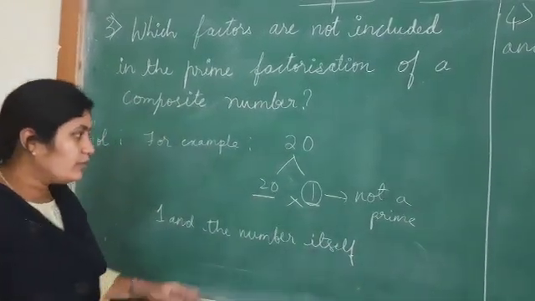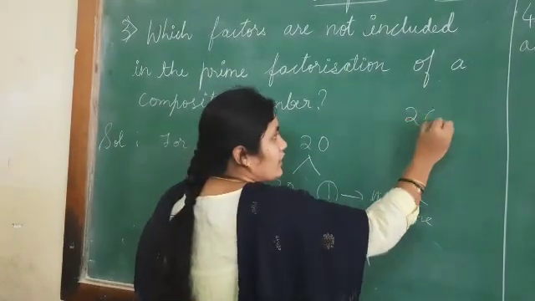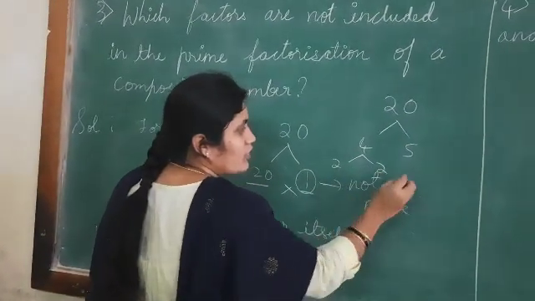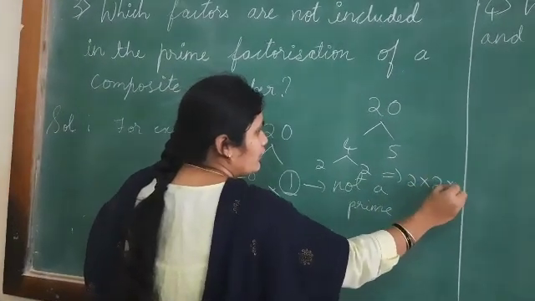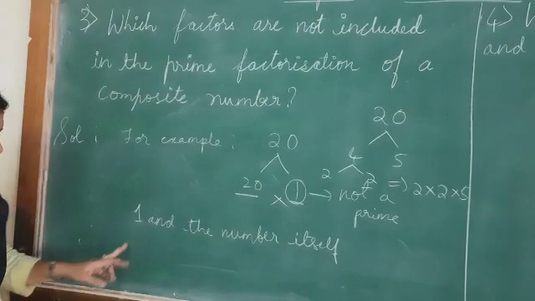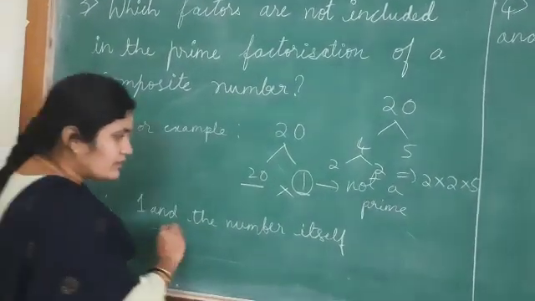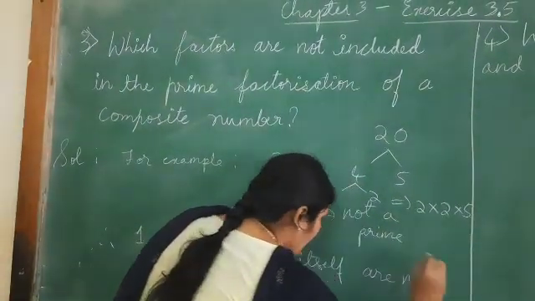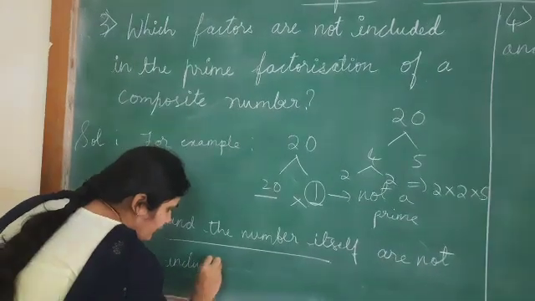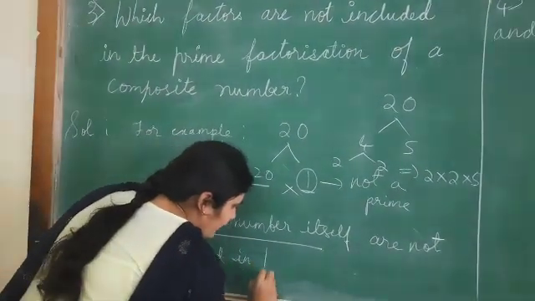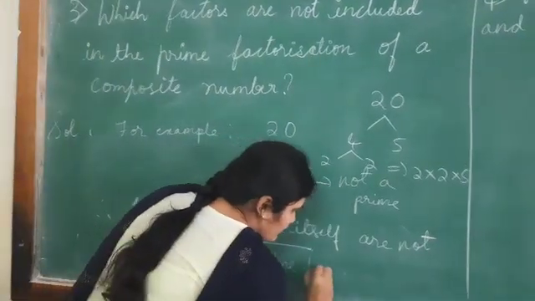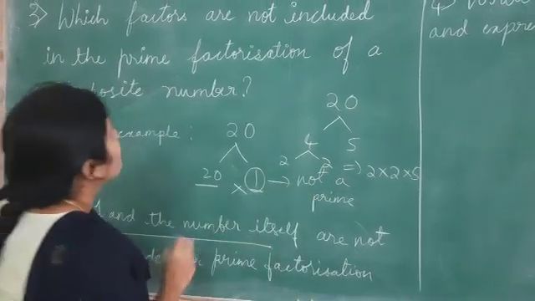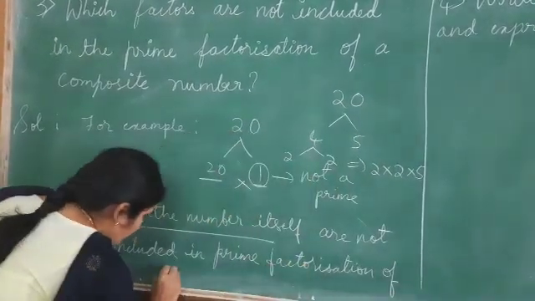And you may ask what will be the factors of 20? The prime factors of 20 are 4 into 5, and this 4 can be written as 2 into 2. So this is 2 into 2 into 5. So you can say that therefore 1 and the number itself are not included in the prime factorization of a number.